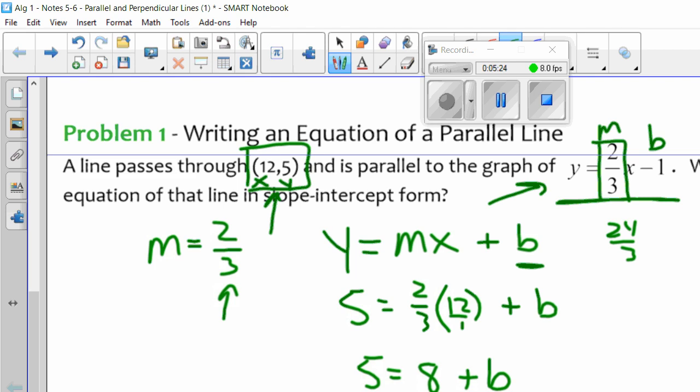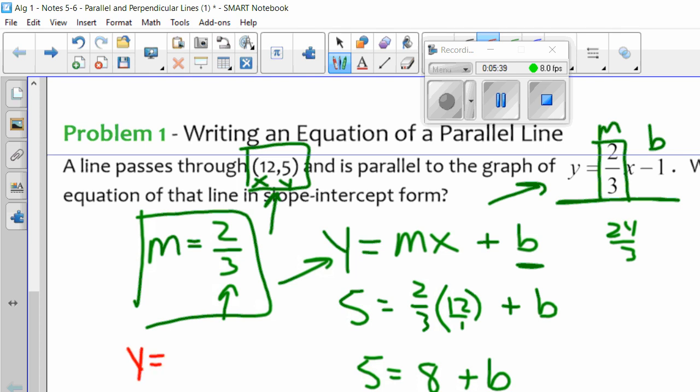Okay? So now I have my b, and I have my slope. So now I'm going to write the equation of the line in that form again. Okay? So now I can just take my pieces and plug them in. Y equals my slope, 2/3 x, and my b is -3, so -3.